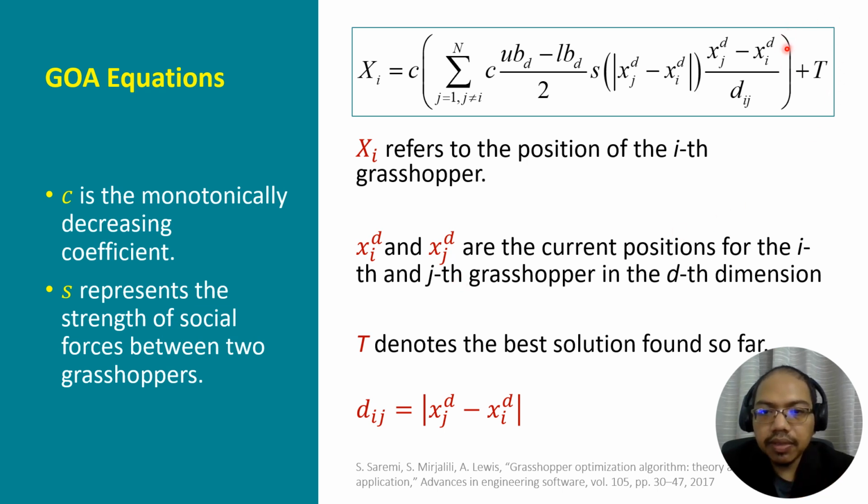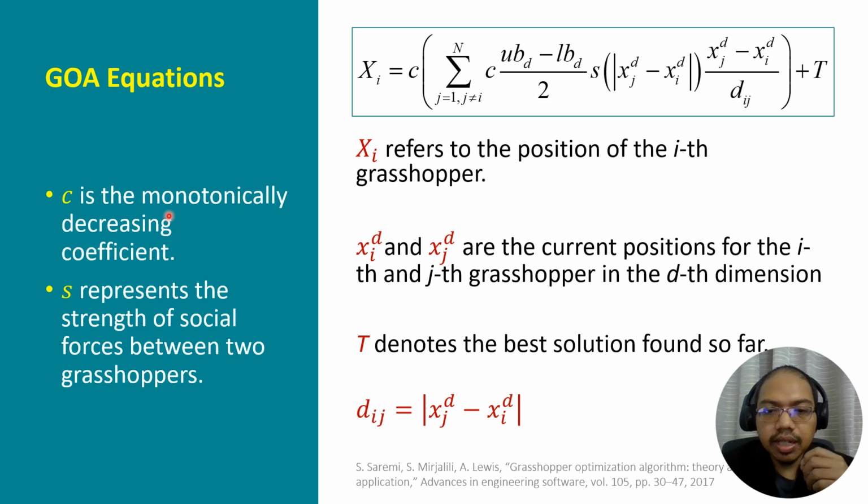And also here we have T. T actually denotes the best solution that we have found so far. So we are also going to use the current position that we have found to be the best, and then we are going to use that as a reference in order for us to find the position of our ith grasshopper. And how do we calculate the distance? Because the distance will be the main important criteria that we need to calculate. We can calculate by just subtracting xj with xi.